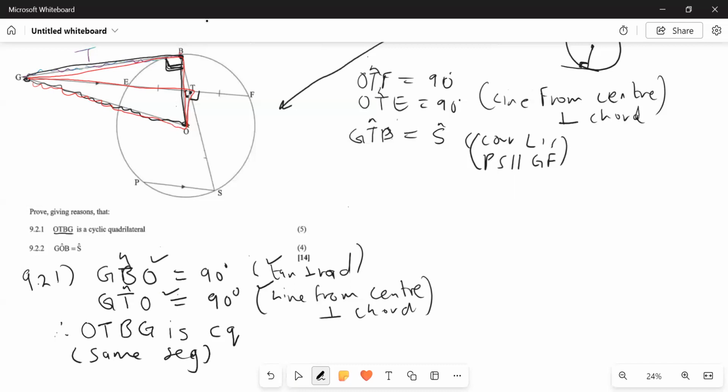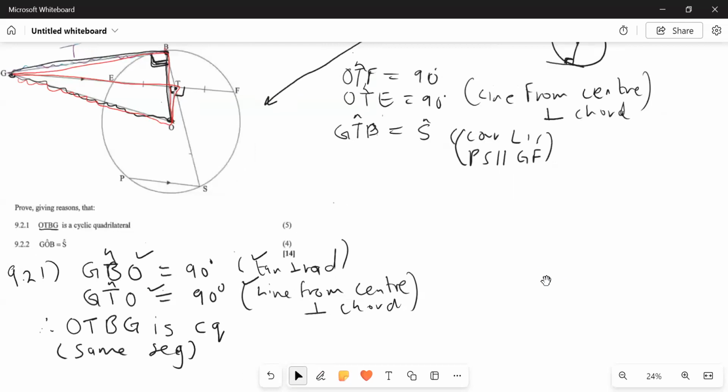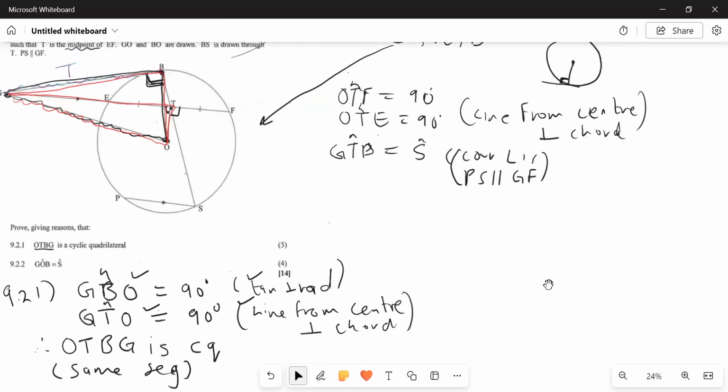I hope you all are following, guys. Honestly speaking, this is paramount important, guys. So now let's continue. Now we need to prove that GOB is equal to S. Since we've proven that this is a cyclic quad, we can expect same segment, right?